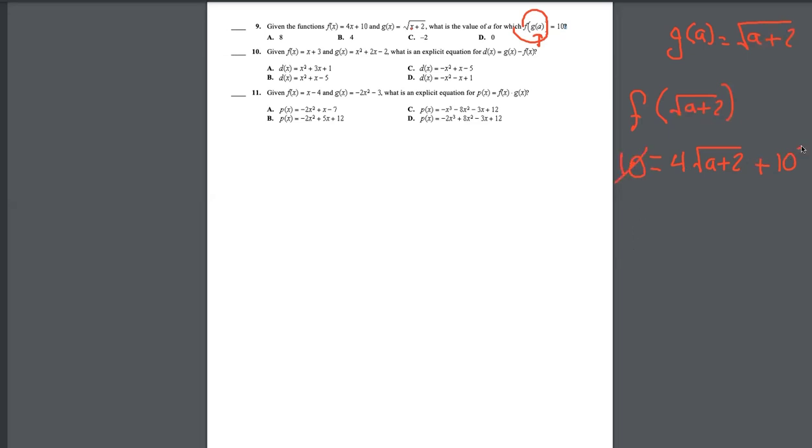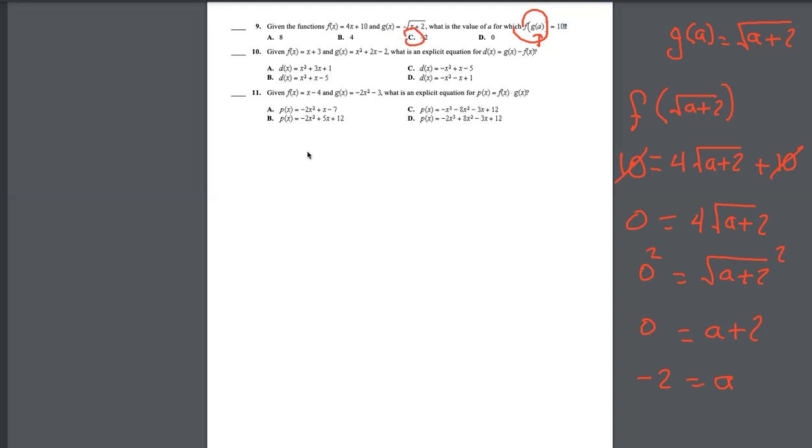Now this 10 and this 10 would cancel, and we'll get 0 equals 4 square root of a plus 2. Now divide both sides by 4, you get 0 equals square root of a plus 2. Square both sides, you get 0 equals a plus 2. Move the 2 to the other side, you get negative 2 equals a. And therefore the answer is C, which is negative 2, and both of you got the same answer.